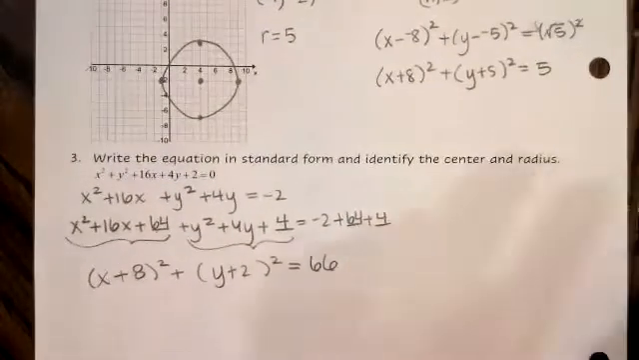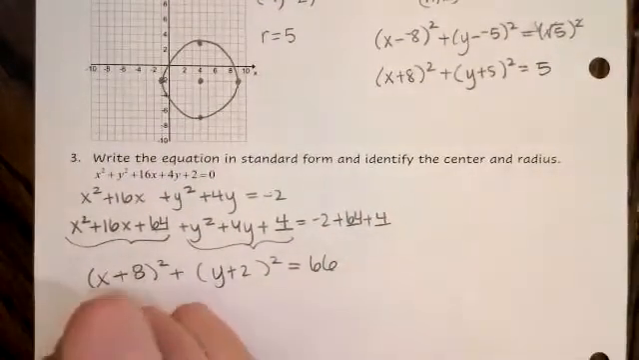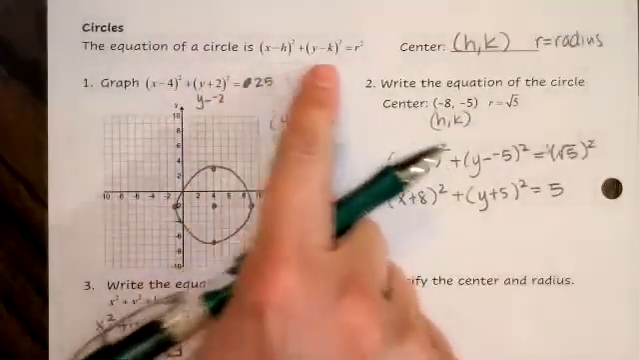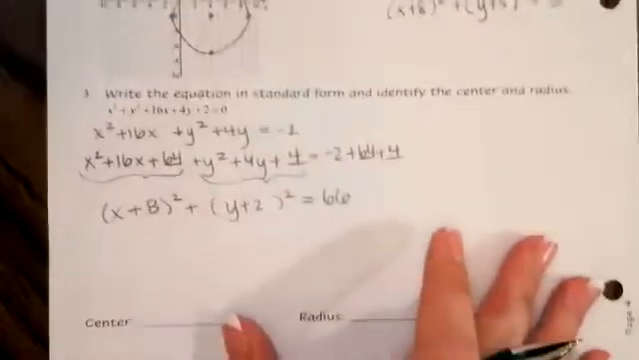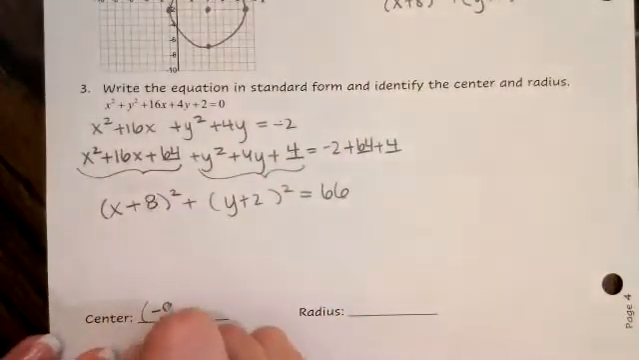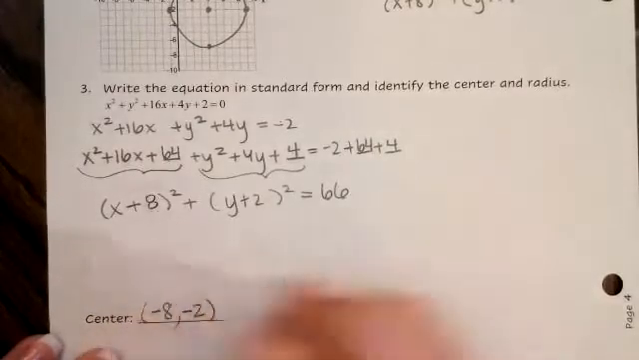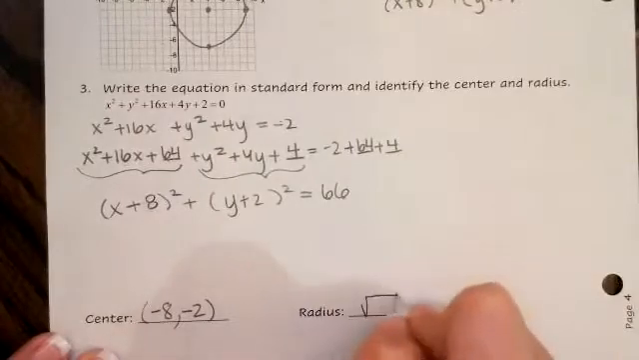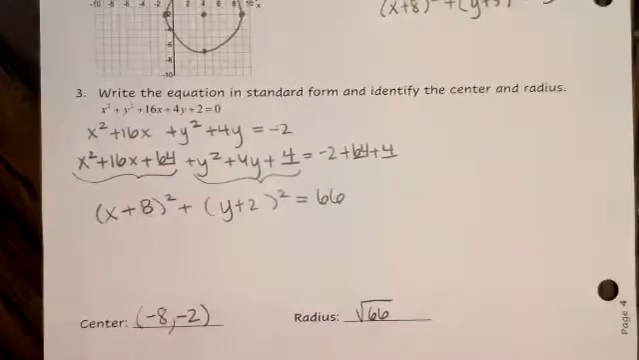We now have the equation in standard form. And so we took it from that general form to that standard form. Now we can get all the information that we need. This is our h and k. So my h would be -8, my k would be -2, and this is radius squared. So my radius is the square root of 66. That's a perfectly good answer. You do not have to get a decimal approximation for that.